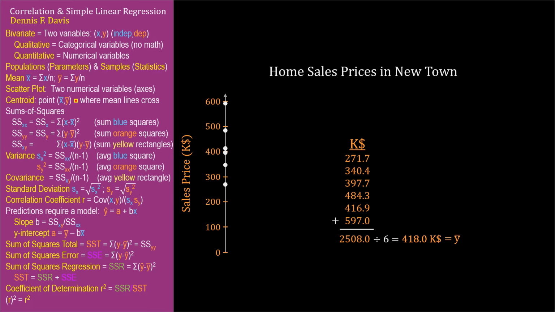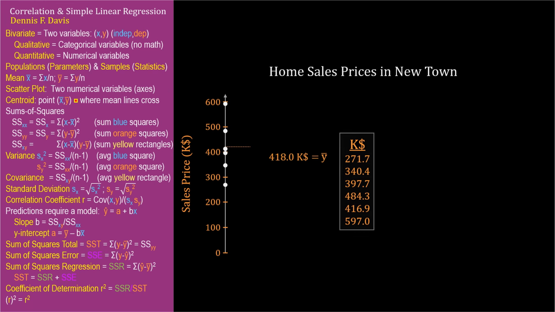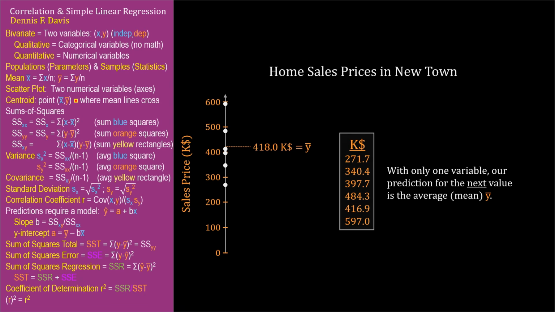So, based on all the information we have so far, which isn't much, we can expect to pay about $418,000 for a new home in Newtown. And here's the average marked on our vertical number line. So when we have one variable, our prediction model for the next variable value is simply the average or mean of the values we've encountered so far.